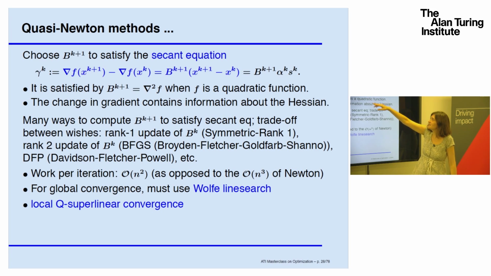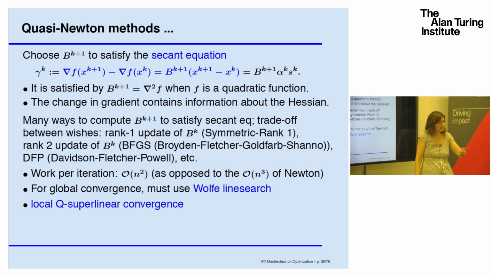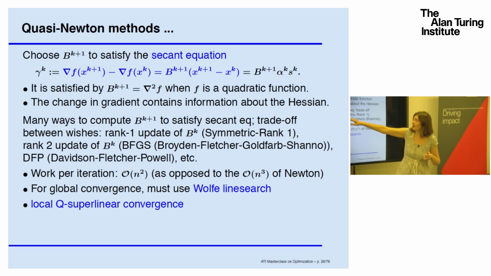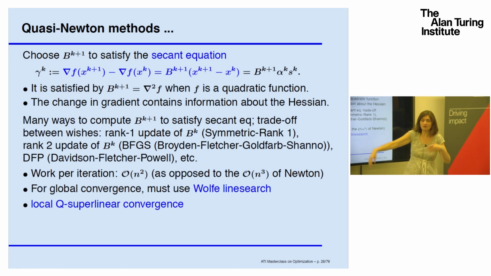So usually you just say, well, I want Bk plus 1 to be a cheap update of my Bk. And the usual way is to compute Bk plus 1 to be a rank 1 update of Bk, or a rank 2 update of Bk. And then this equation is enough. And you obtain the formula of, say, symmetric rank 1 when you do a rank 1 update, or BFGS when you do a rank 2 update.